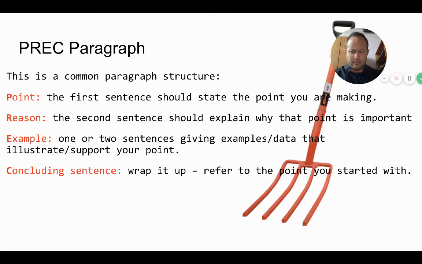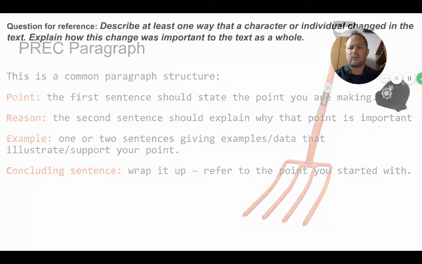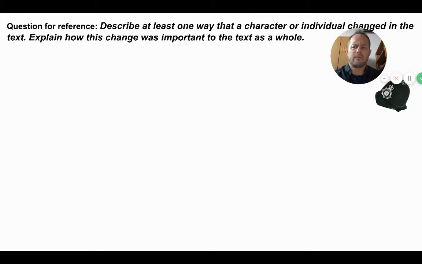And we've got a little bit of a description here of what you should be doing, but this is quite a general description, and we need to adapt that a little bit to English, and we need to adapt it to our essay answers. So let's look at doing that. So let's start off with our question for reference, and I've given you some other examples about our introduction and a brainstorm as well. So this question refers to the character and explaining how change was important to the text as a whole.